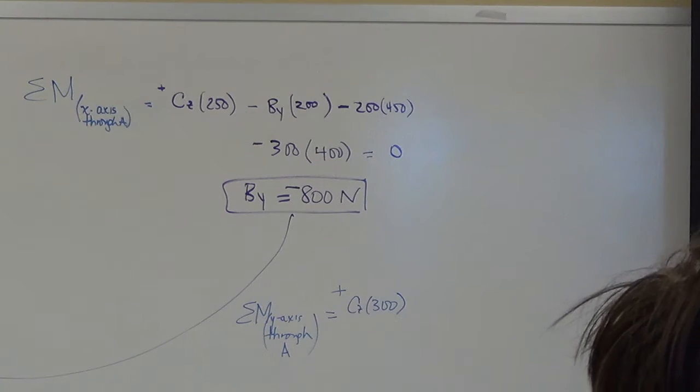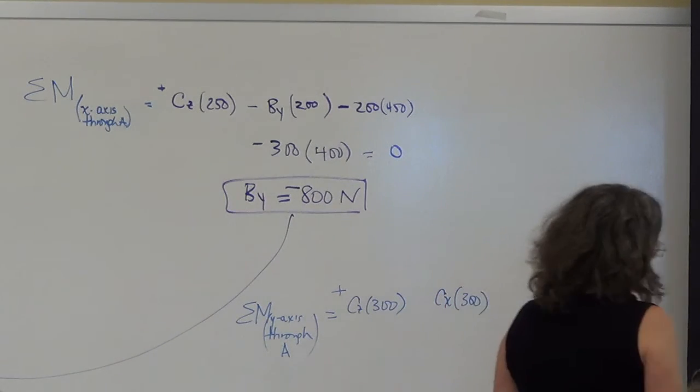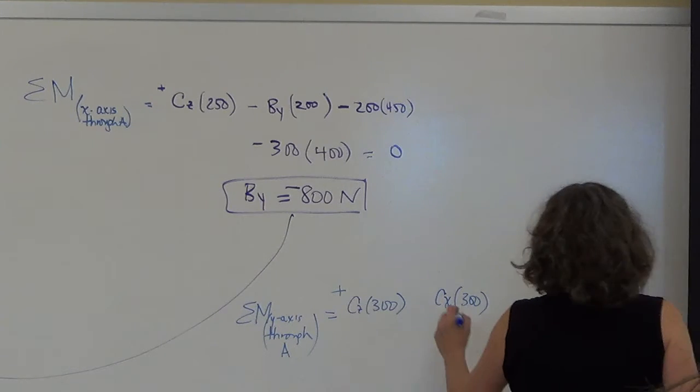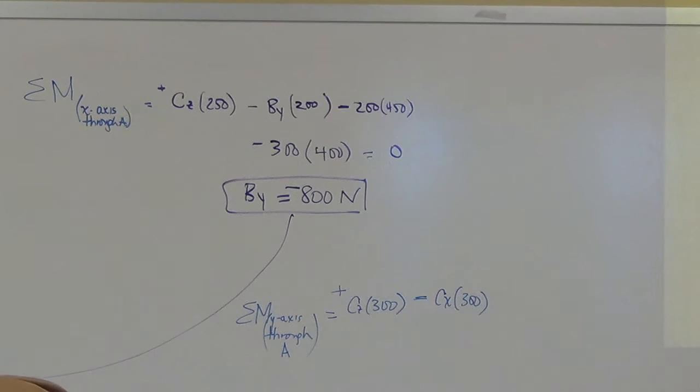Okay, so it's CX. CX times 300, positive or negative? Negative. Okay, what else? How about BY? No. I'm going to put this up because we can see it without. So does BY create a moment about the green line? No. How about BX? BX times 200.